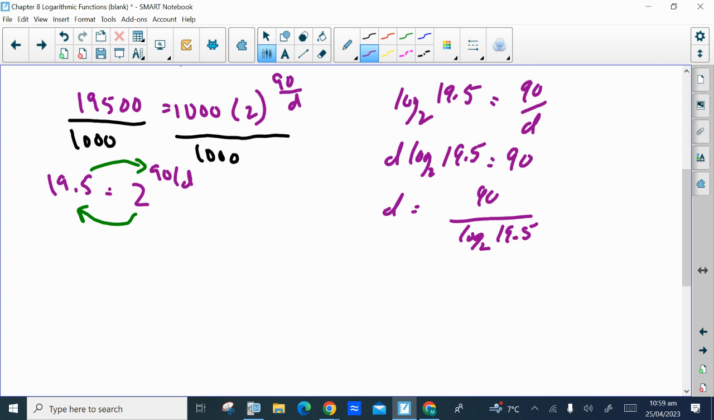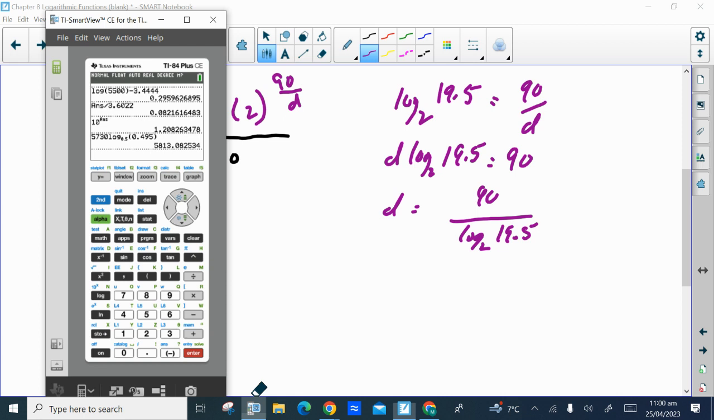So our answer will be found by going 90 divided by log base 2 of 19.5. If you're using the log function in the calculator, if you have it, you can just put it in there. 19.5. So to the nearest minute, that's approximately 21 minutes. That is the doubling period. That's how long it takes the number of cells to double.